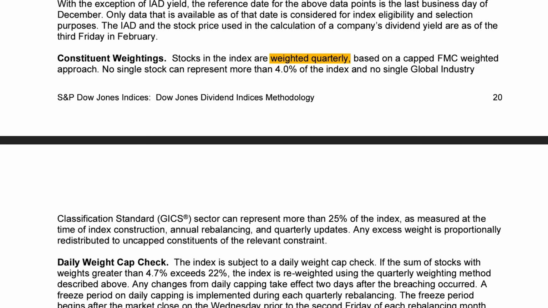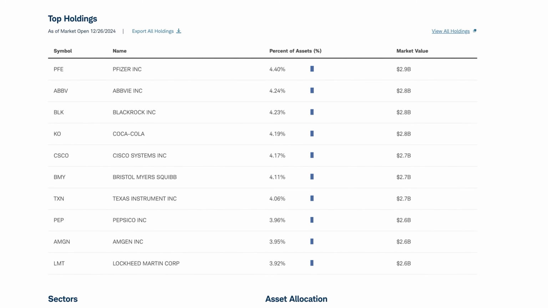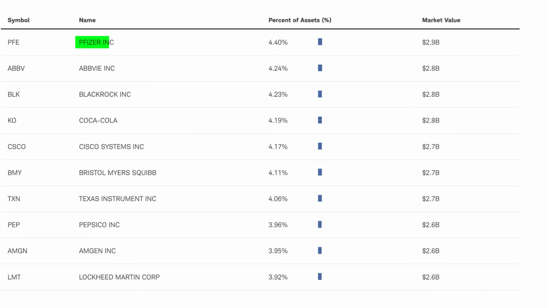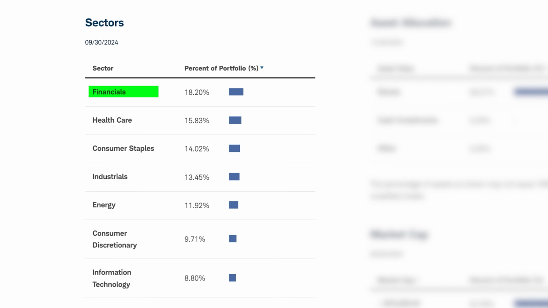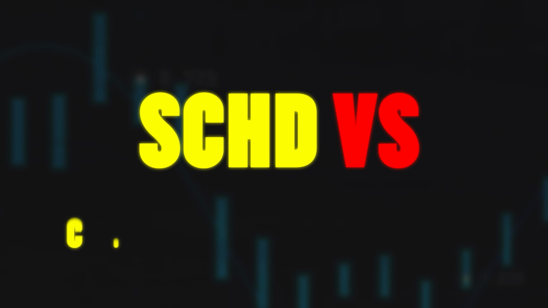Also know that the stocks inside of this fund are going to be weighted every single quarter, where no single stock can represent more than 4% of the index, and no sector can be more than 25% of the index. So knowing that, the top companies in the fund that make up the largest impact consist of companies you've probably heard of, like Pfizer, BlackRock, Coca-Cola, or Lockheed Martin. And even looking further into SCHD, the top sectors include financials at roughly 18%, healthcare at roughly 16%, and consumer staples at 14%. So knowing that about SCHD, here is a breakdown between SCHD and its top competitors.